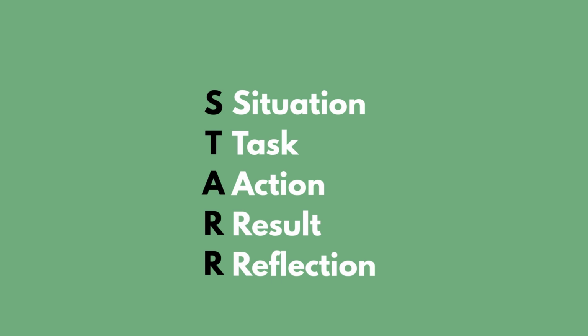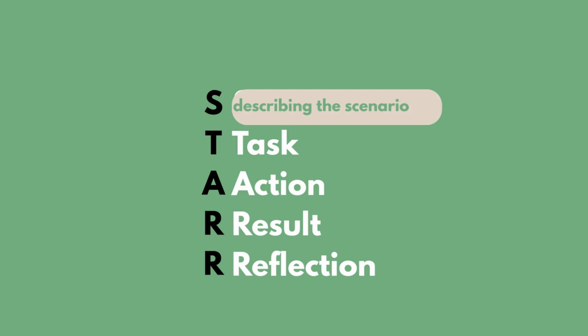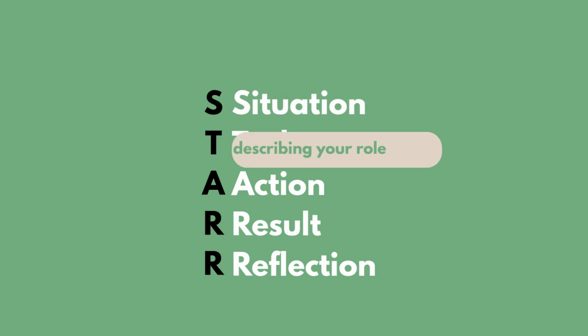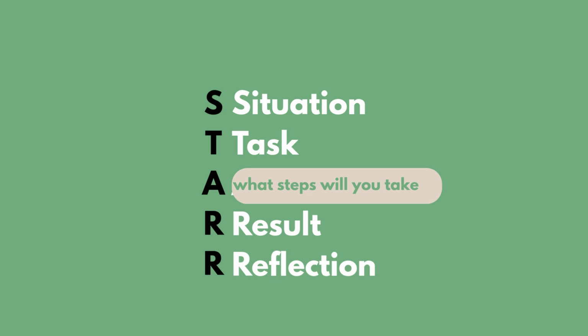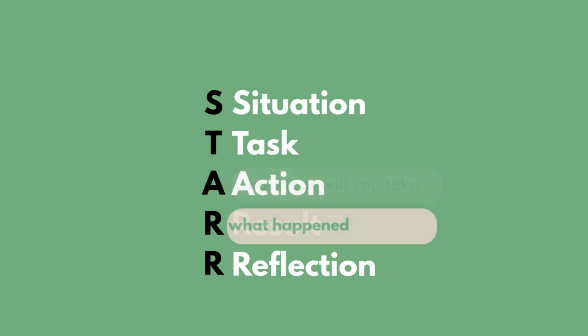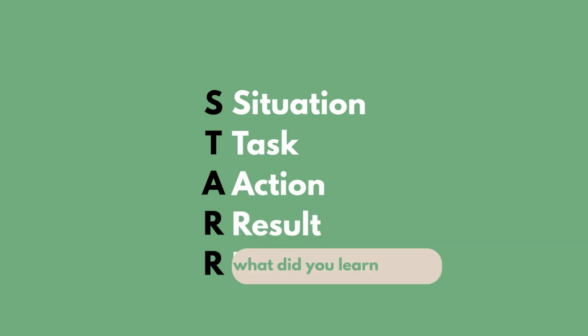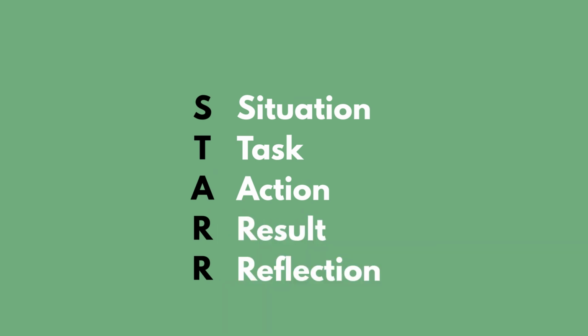Third, there is the situation, task, action, result, and reflection. Situation means you're describing the scenario, task is you're explaining your role, action is what steps you took from your part, result is what happened, and reflection is what you learned. So we'll do that with an example.